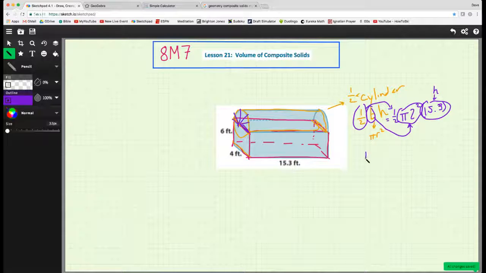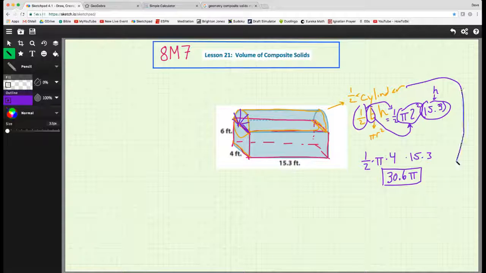So let's multiply that out. If we go a half of pi times 2 times 2, which is 4, times 15.3. So a half of 4, let's change the order. Let's multiply the half by 4 first. So that's 2. 2 times 15.3 is 30.6. So we have 30.6 pi, and that is our half cylinder. So that's our half cylinder.